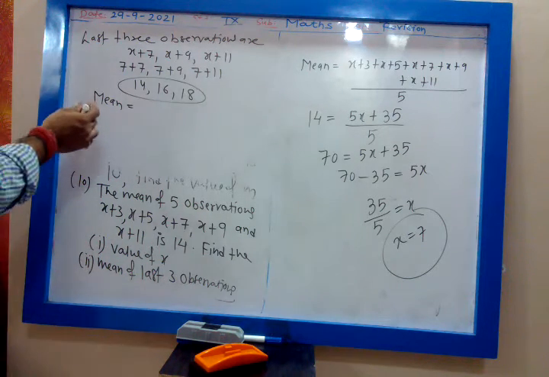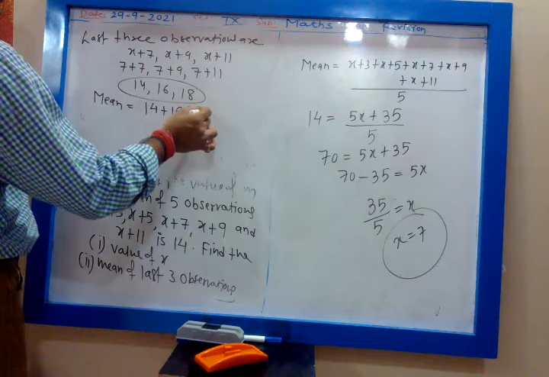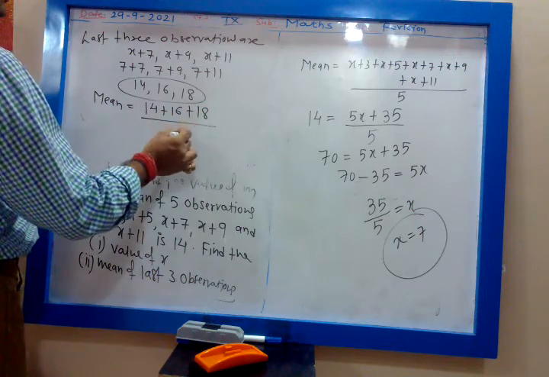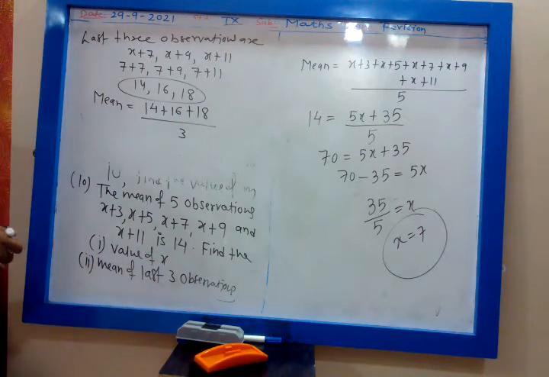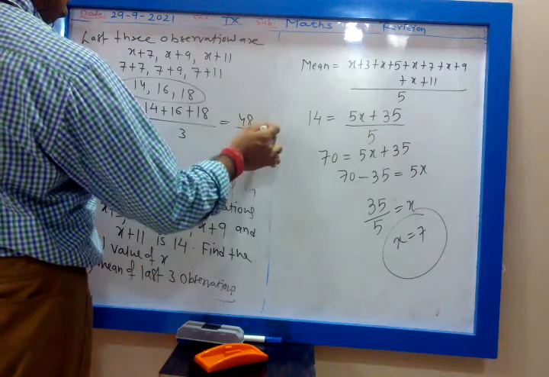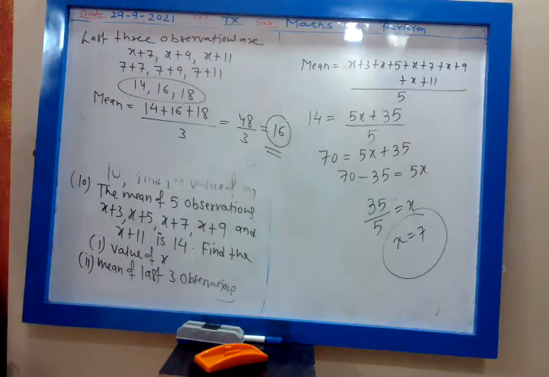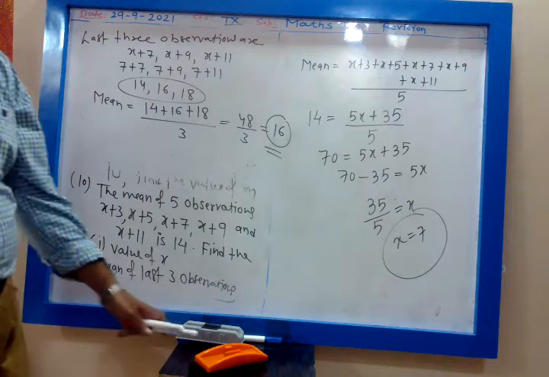Okay. So mean will be 14 plus 16 plus 18 divided by 3. 14 plus 16, 30, 30 plus 18, 48. 48 divided by 3. Answer is 16. So mean of last 3 observations is 16. Okay?